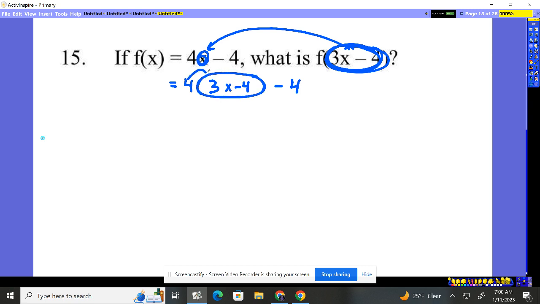So now I need to distribute my 4 through. 4 times 3, 12x. 4 times 4, minus 16, then minus the 4. So 12x minus 20. There's your answer to 15.